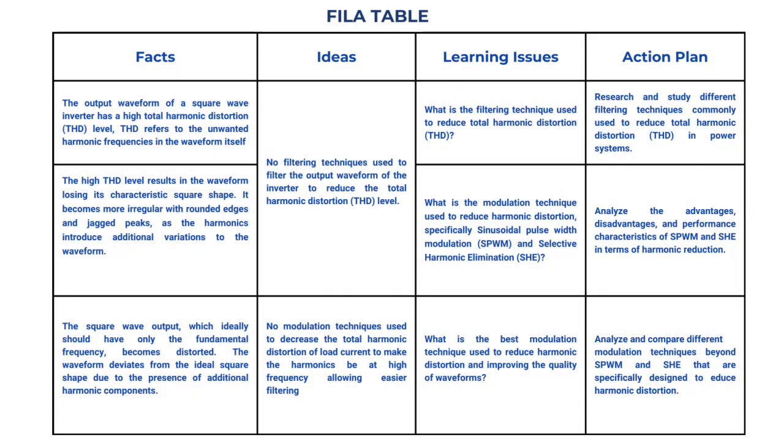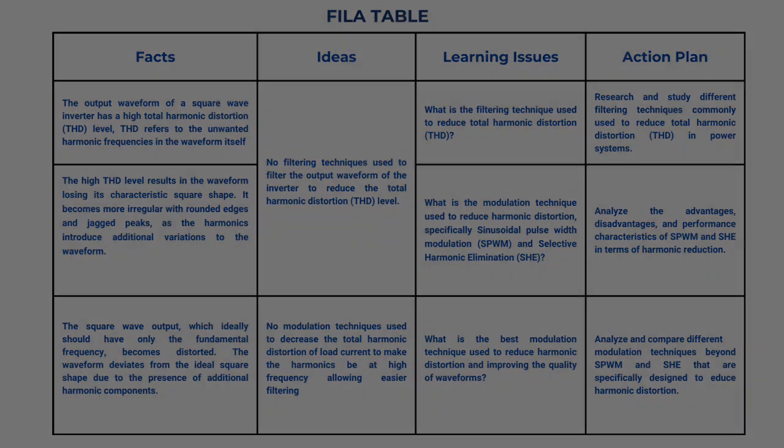Let's have a look at the FILA table. This table consists of all the facts we found in the problem itself. Then we have the ideas generated to manage the problem. Then we have the learning issues, which are the topics we need to learn before we manage the problem. And finally, the action plan, which is a list of plans to show how, what, and where we seek all of this information. So all of this will be clearly elaborated as we move along with the slides.